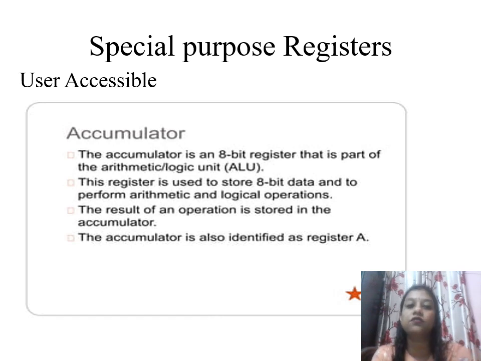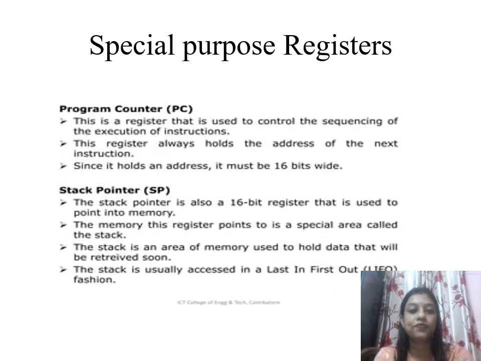So next we'll see our special purpose registers. First we'll come into the category of user accessible. In this we have our accumulator. Accumulator is also called the processor register, because whatever arithmetic and logical operations we perform, the data gets stored in the accumulator. Again, it is of 8-bit only. Whatever operations we perform, we will find our result stored in the accumulator. Accumulator is generally represented by capital A.